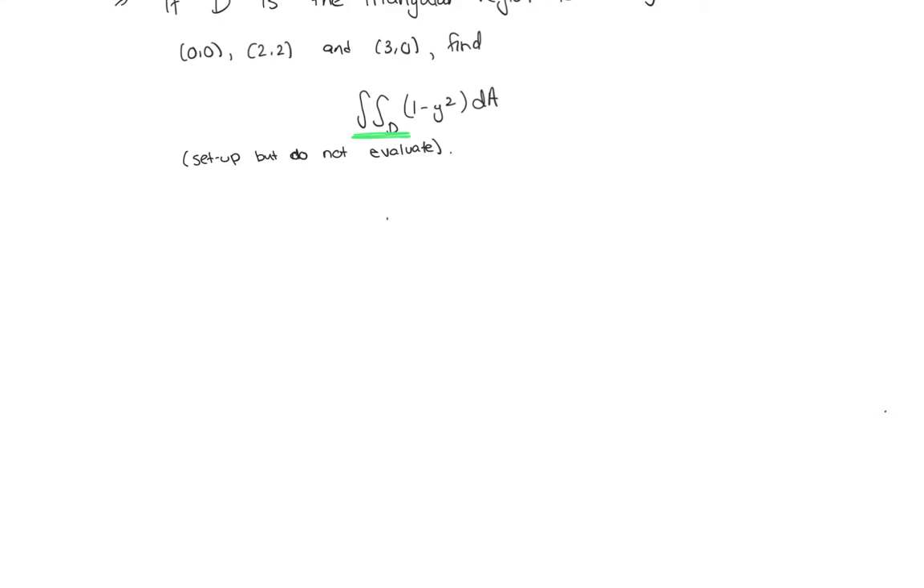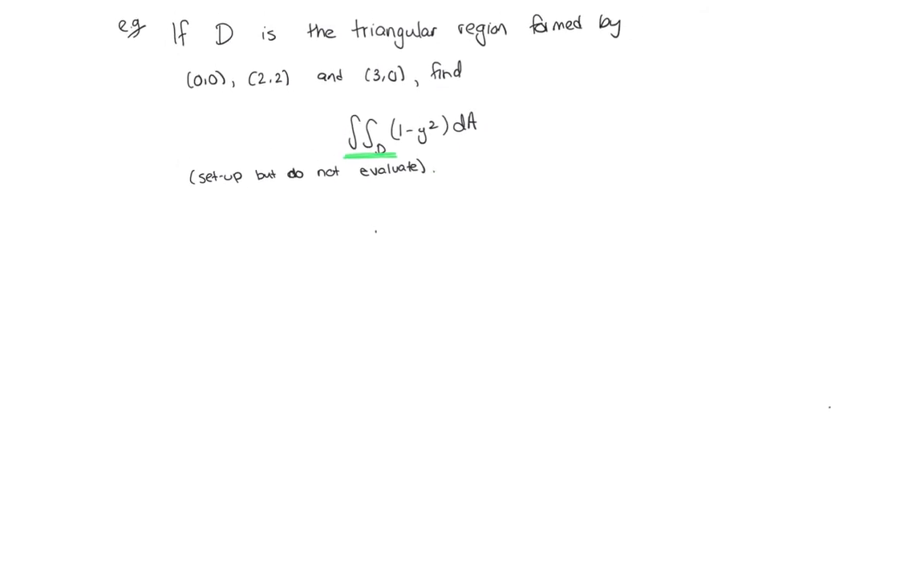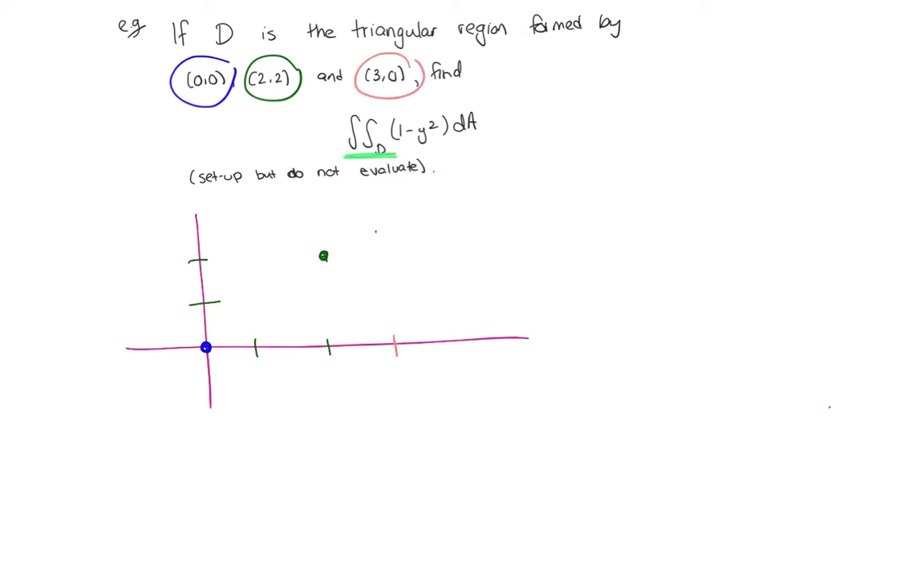Let's go ahead and work through some examples here so we can practice setting up and evaluating double integrals. In the first example, D is a triangular region formed by the 3 points (0, 0), (2, 2), and (3, 0). Go ahead and plot that. I'll label my axes here, and those 3 points are going to form a triangle. So we'll put in the edges of that triangle.